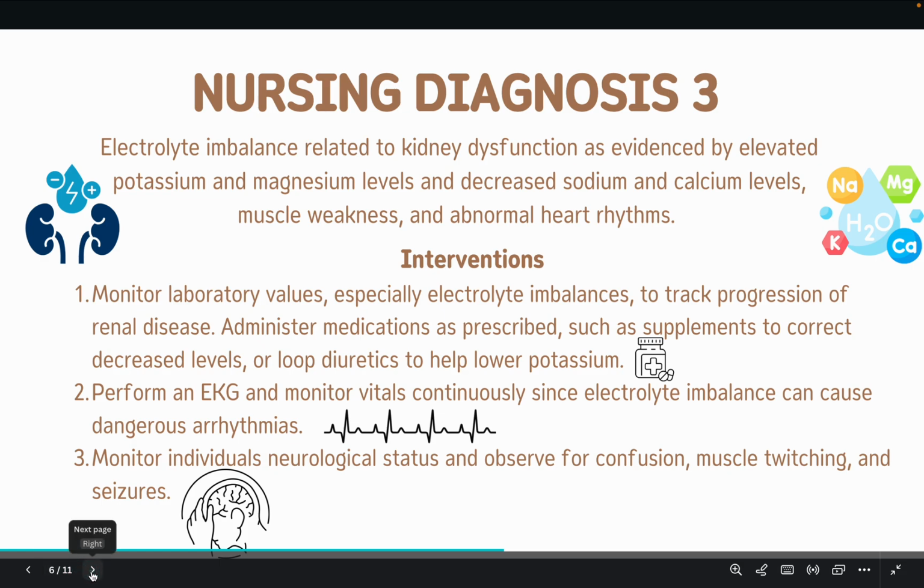Perform an EKG and monitor vitals continuously, since electrolyte imbalance, especially potassium and magnesium, can cause dangerous arrhythmias in patients, as well as monitor individuals' neurological status and observe for confusion, muscle twitching, and seizures, or any signs, just to put them on seizure precautions if needed.